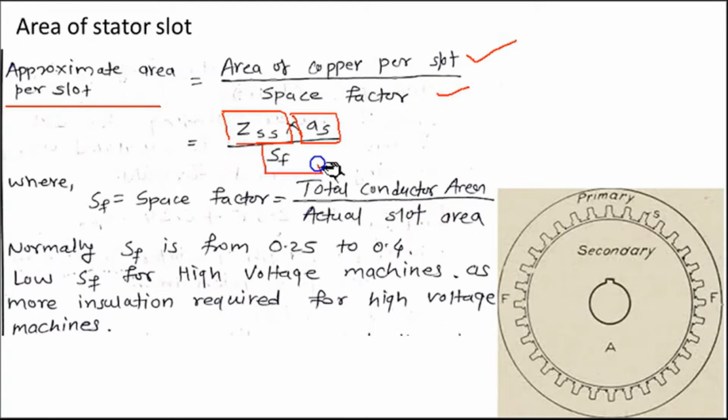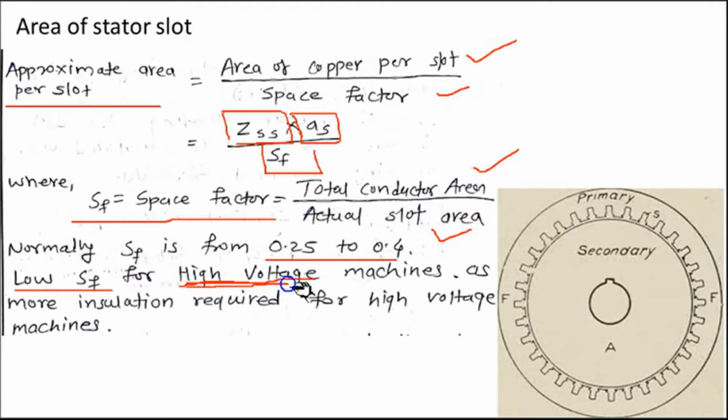Now this SF is new to you. Space factor is given by total conductors area divided by actual slot area, and the value of SF varies from 0.25 to 0.4. Remember, we are selecting a low value of SF for high voltage machines. Why is a low value of SF selected for a high voltage machine? Because of a specific reason. As you all know, for high voltage, more insulation is required. That's why we are selecting a lower value of SF.